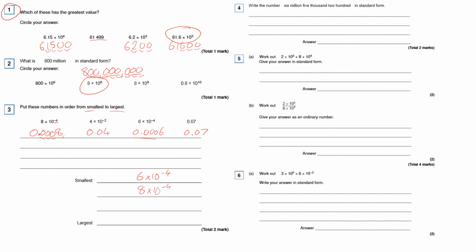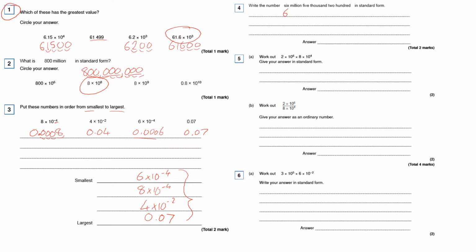And then from smallest to largest, the smallest number is 6 times 10 to the minus 4, and then 8 times 10 to the minus 4. Few people got those the wrong way around, having identified they were the smallest two numbers, but not sure which one was smaller than the other. And then our last two numbers, 0.04 is smaller than 0.07. You normally want to write these in terms of how the question gave them to you.